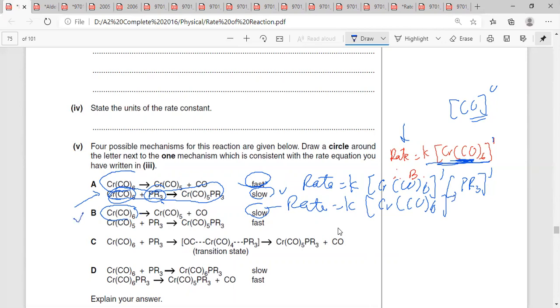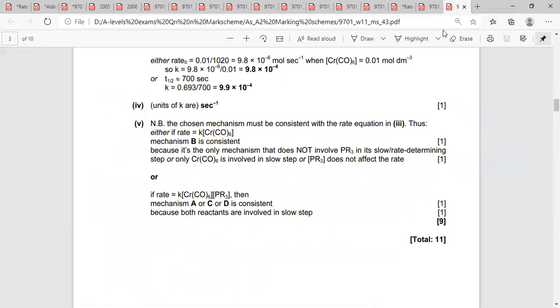Now this is kind of a transition state, so this is a one step. This one here is a slow step. Because these two would be in your rate determining step, just like this one here, it is the same again. This one is still the same as this one here. So B is the answer. The mechanism is B.